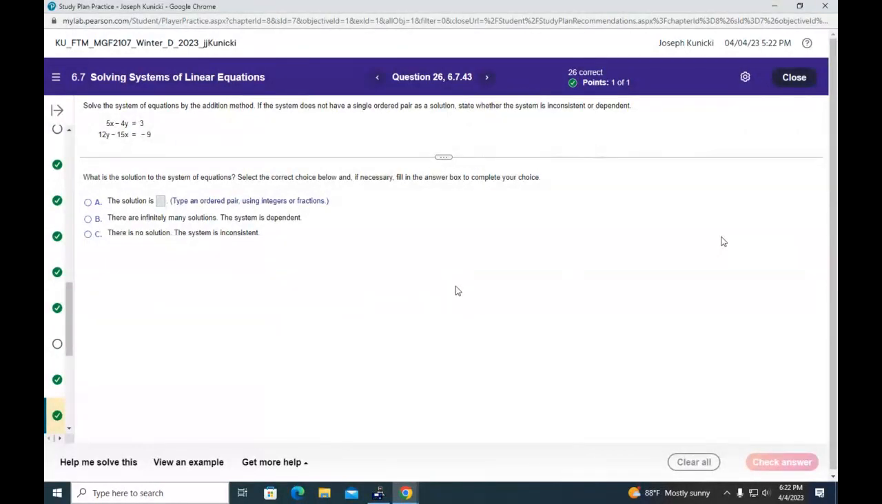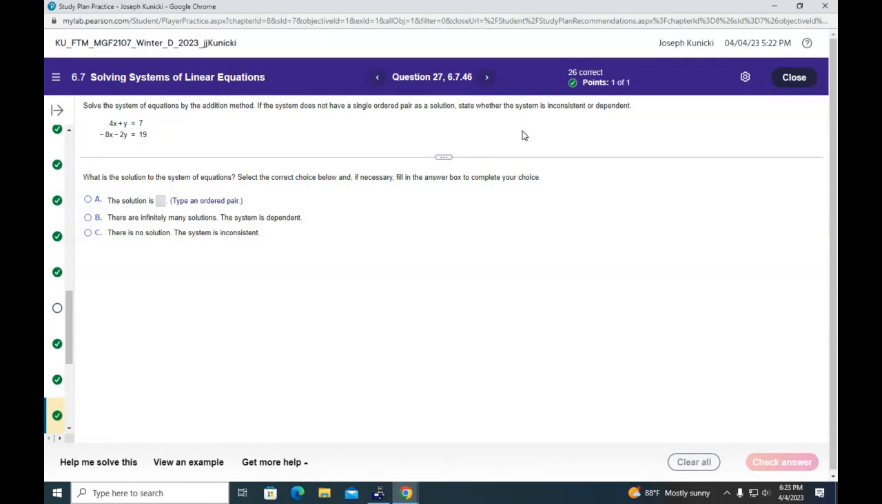See, this one's written backwards. And this one's going to be dependent because, look, if I multiply the top equation by 3, I get 15x minus 12y equals 9. If I add them together, I get 0 equals 0. See, just by inspection, you can tell. But that's a homework problem, probably. 46. Okay.